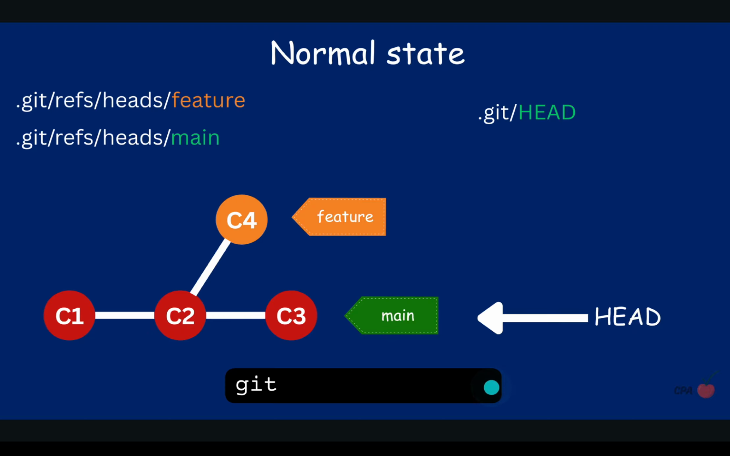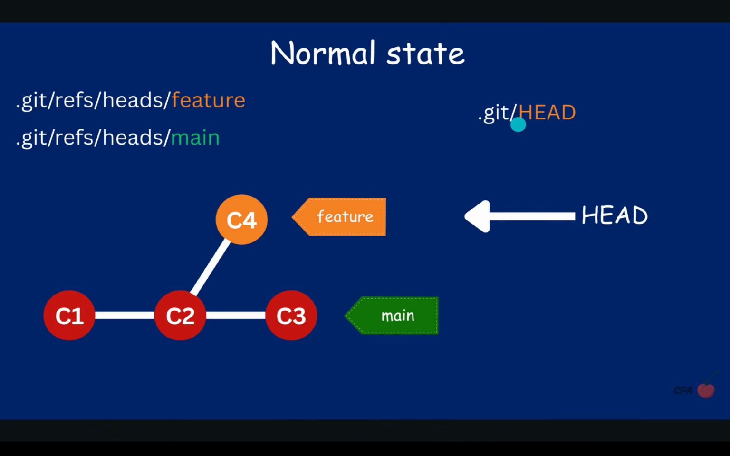pointing to. Now, if we switch from the main branch to the feature branch, what happens is that if we look at this head file now, we will see that it now holds this path. So this head now points to the feature branch, and that's what it means to change branches in Git.